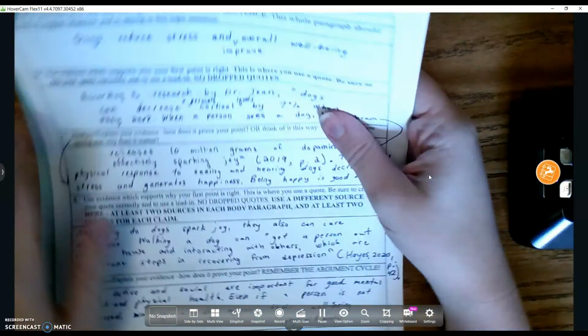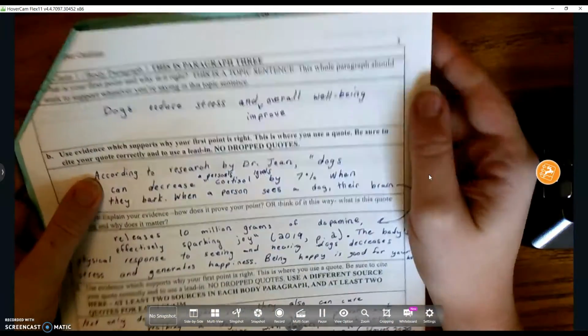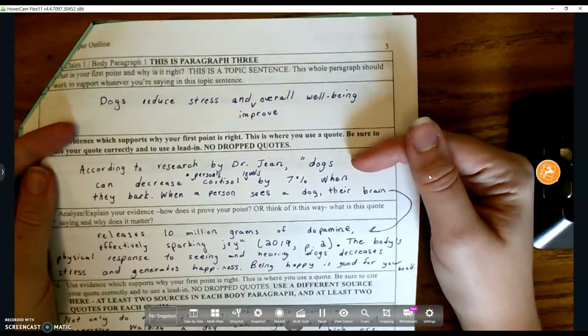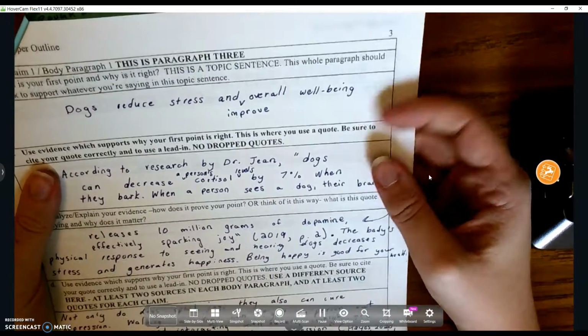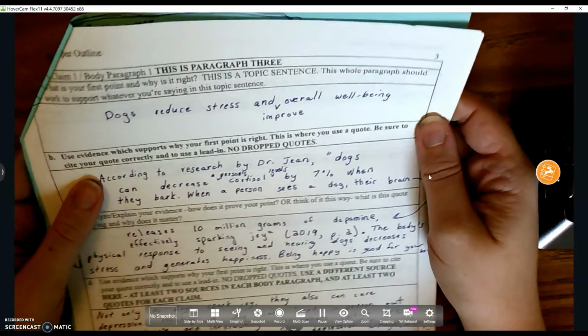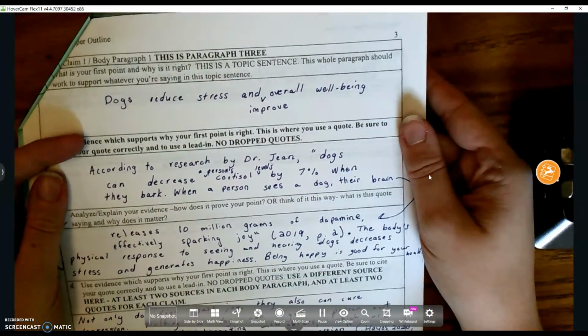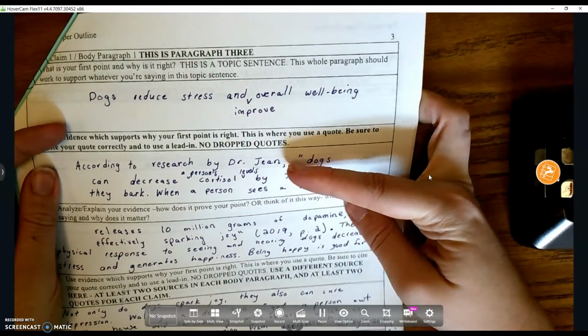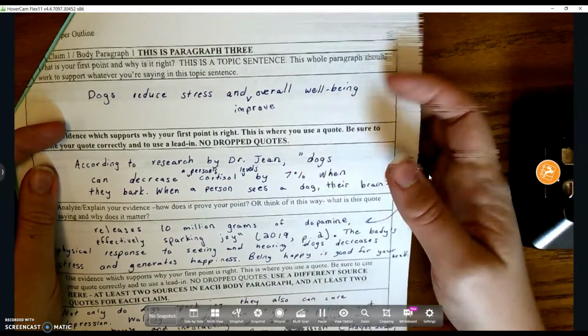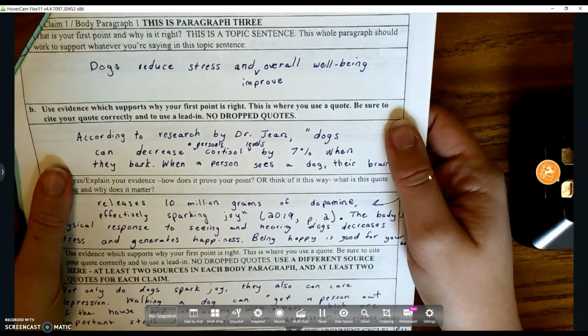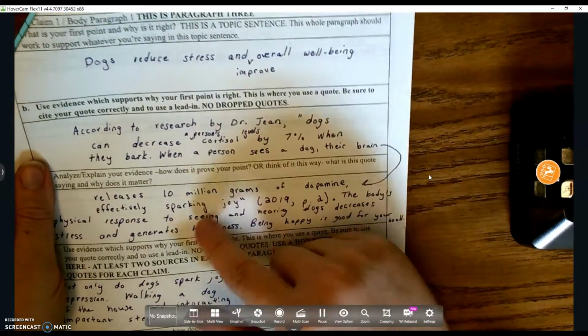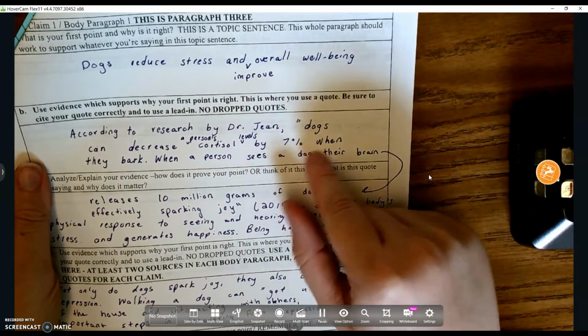So with that being said, we're going to use some research from Dr. Billie Jean. Yes, this is made up. Once again, I want a little bit of entertainment value in our example. According to research by Dr. Jean, we're going to use the last name. We're not going to call Billie Jean by her first name. We're going to use her last name. According to research by Dr. Jean, dogs can decrease a person's cortisol levels by 7% when they bark.